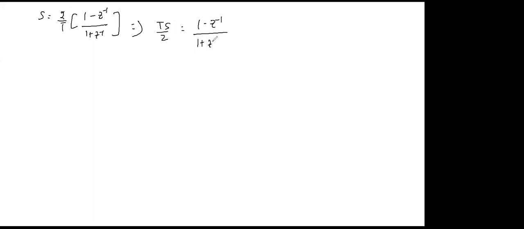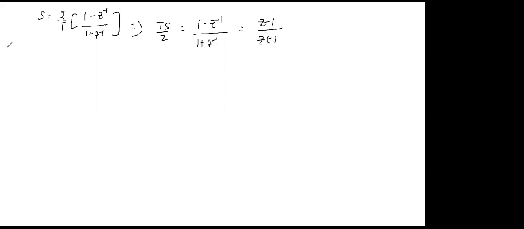Yes or not? What we did? Clear? Now this is what you got. S equals 2 by T times (1 minus z inverse) by (1 plus z inverse). If you simplify, then what will you get? Ts by 2 equals (1 minus z inverse) by (1 plus z inverse), or simply you can write this as (z minus 1) by (z plus 1).